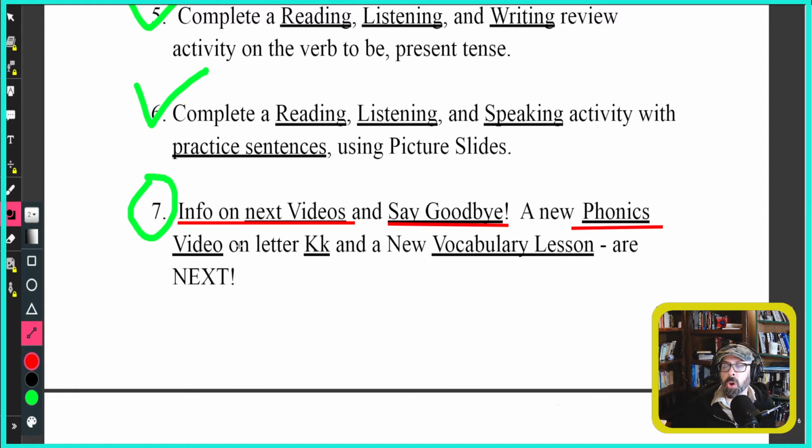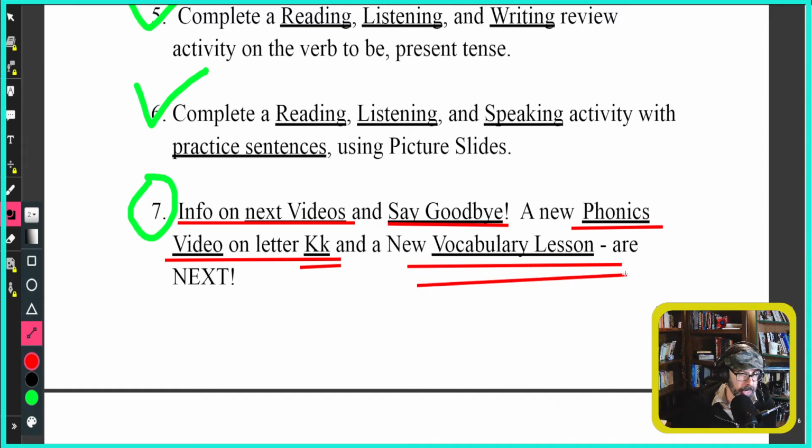The next video will be a phonics video on the letter K, how to pronounce the letter K in English correctly. And then after that, we'll have a new vocabulary lesson. I'm not sure, we might do something different for the vocabulary lesson. We'll see what you think. So phonics and then vocabulary lessons will be the next two lessons that are coming.